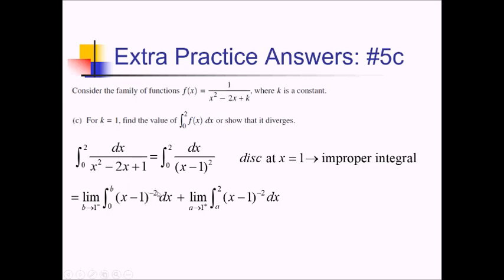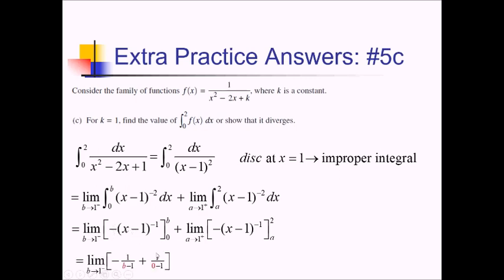This bumps up to an exponent of negative 1. Dividing by that, I've got negative x minus 1 raised to the negative 1. And I'm evaluating that from 0 to b using this limit as b approaches 1 from the left. And I'm also evaluating pretty much that same stuff from a to 2 as a approaches 1 from the right. All right, so plugging some things in. I've got limit as b approaches 1 from the left of, this is going to be negative 1 over b minus 1 plus 1 over 0 minus 1. And over here, this is limit as a approaches 1 from the right of negative 1 over 2 minus 1, and then plus 1 over a minus 1.